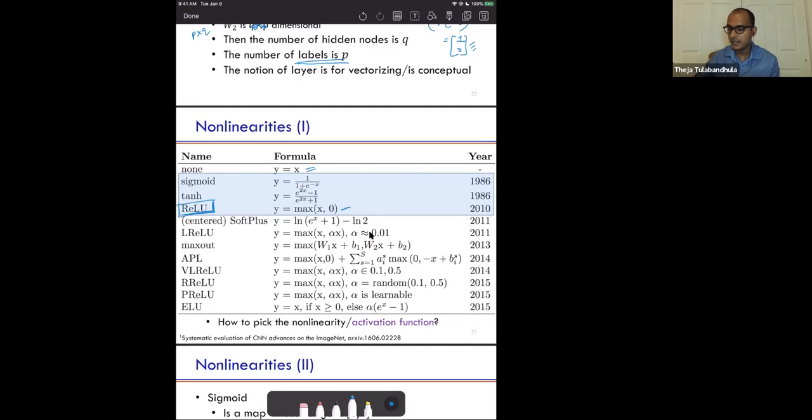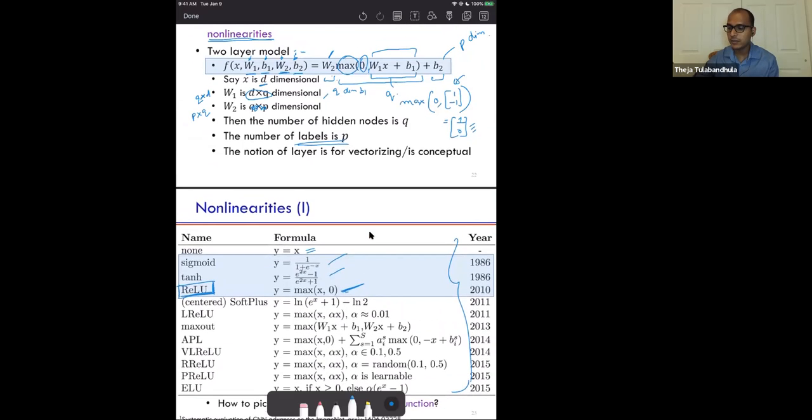But there are many nonlinearities, and this slide is just showing that there are many variations that people have proposed. But we'll just look at a couple of popular ones. So one of them is ReLU. The other ones are like tanh and sigmoid. Okay.